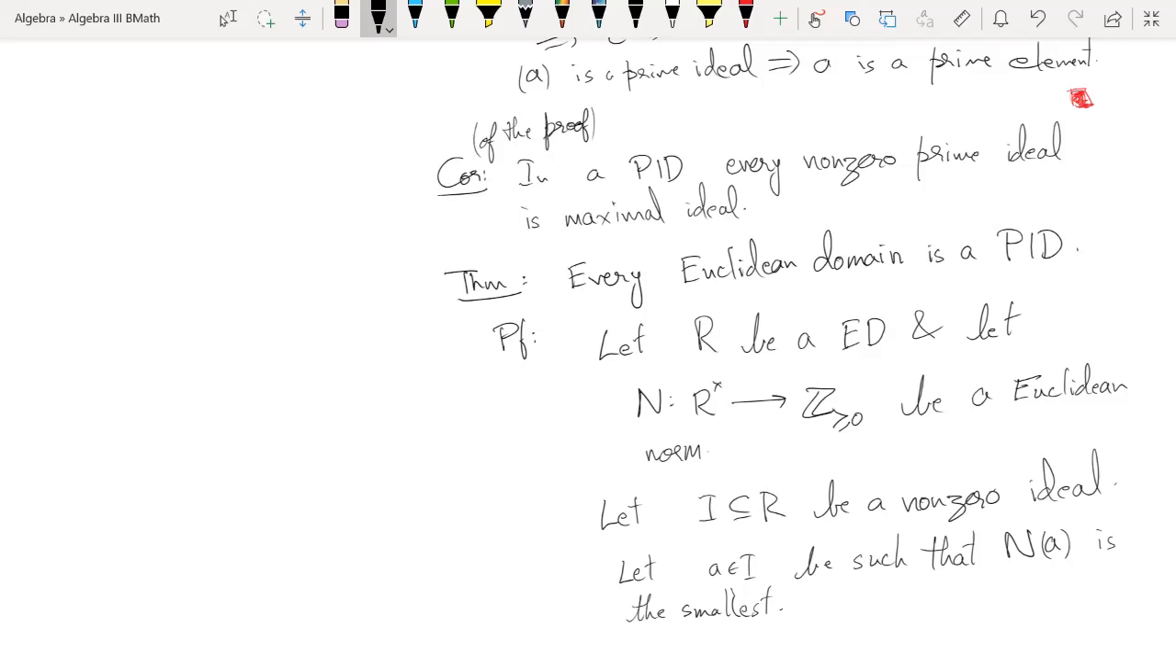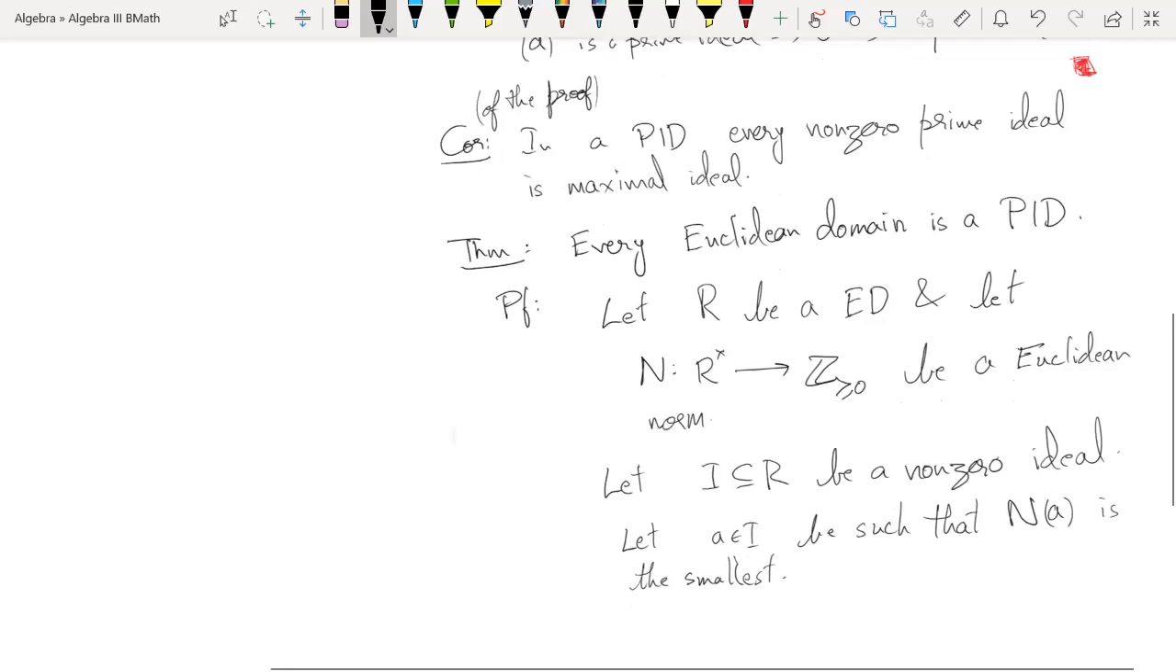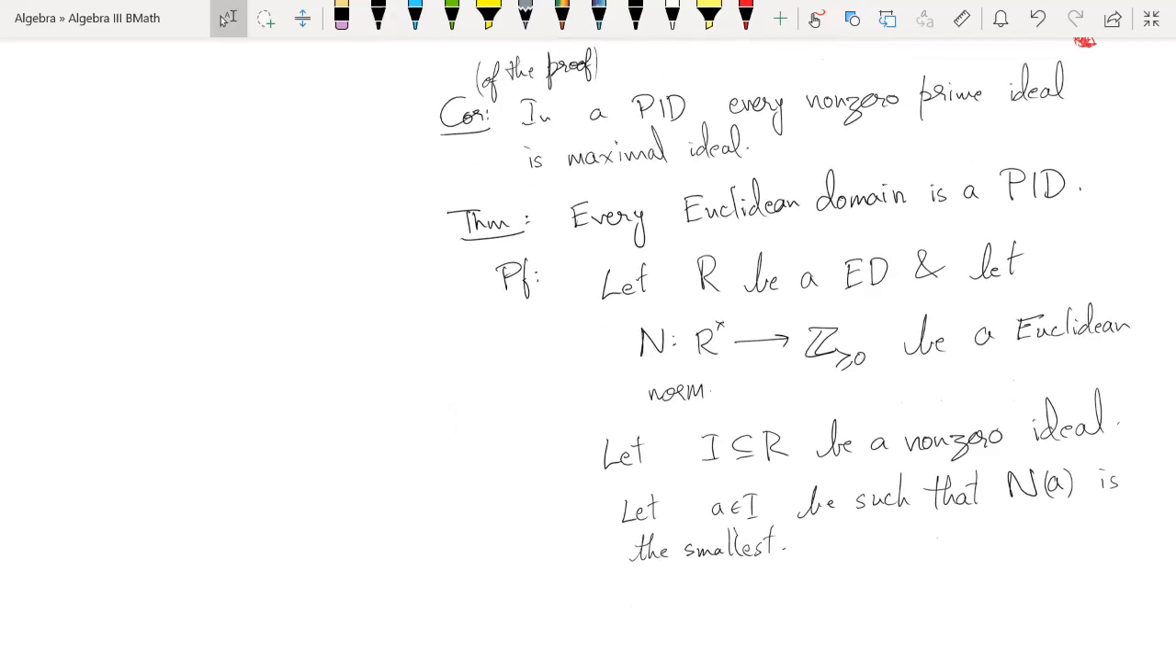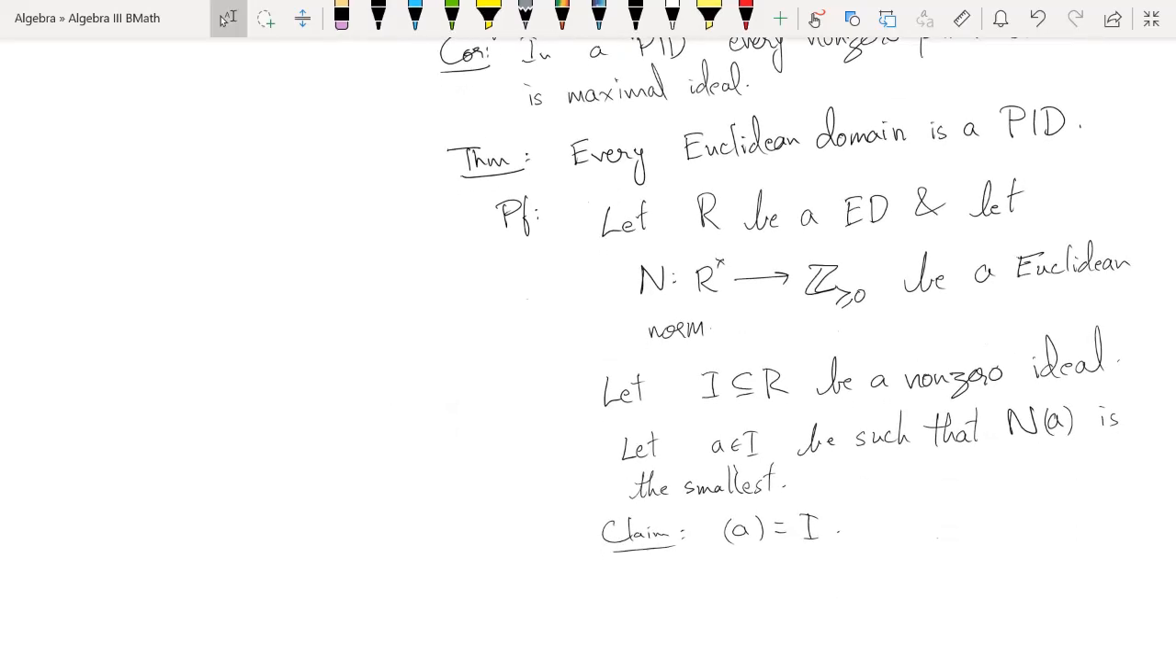Because over non-negative integers, you can always find one guy with the smallest norm. Okay, so the claim is that the ideal generated by A is I, okay? And that will complete the proof, so that will show that R is a PID, because I was some arbitrary non-zero ideal, but the zero ideal we already know.